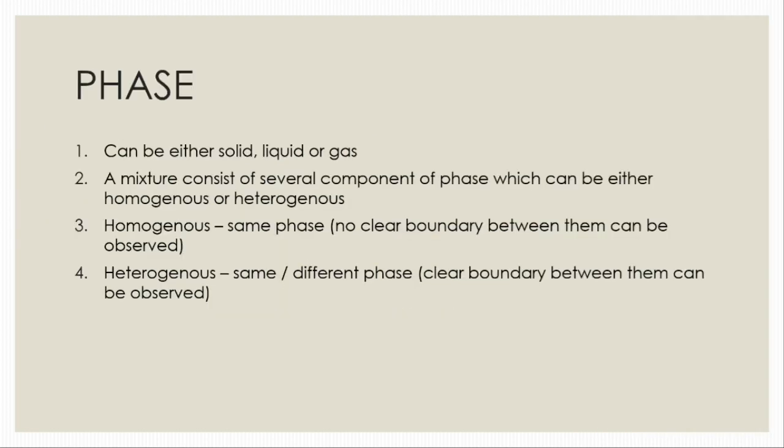Okay, so let's look at phase. In this world, we have three kinds of phase: solid, liquid, or gas, where a mixture consists of either the same type of phase or different types of phase. The phases need to have a clear boundary between each other if it is a heterogeneous mixture. But if it is a homogeneous mixture, we cannot separate the different phases that are present or the same phases that are present.